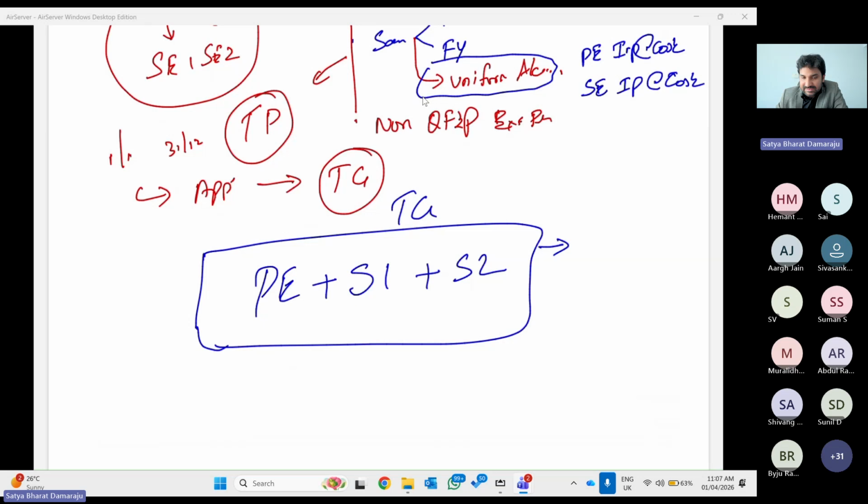We will ignore the transactions that are carried. So intra-group transactions, balances, all the transactions between intra-group will be ignored. Number one, the first benefit.